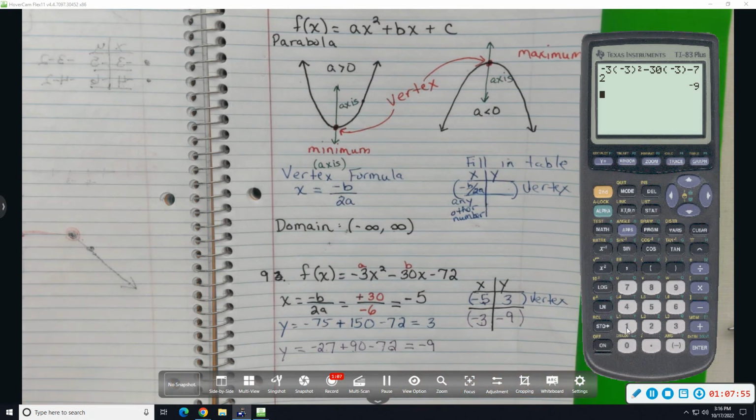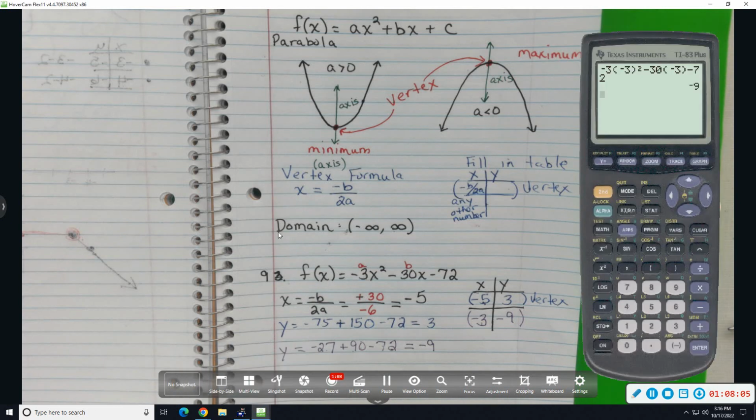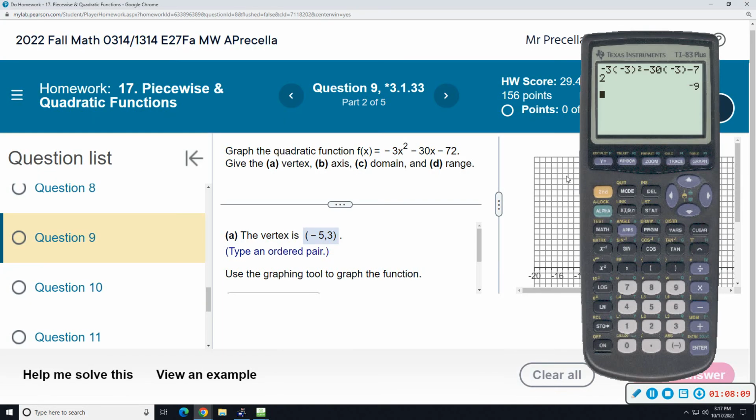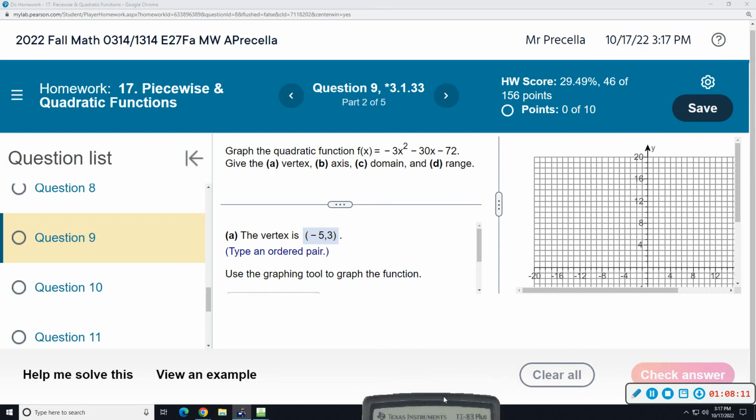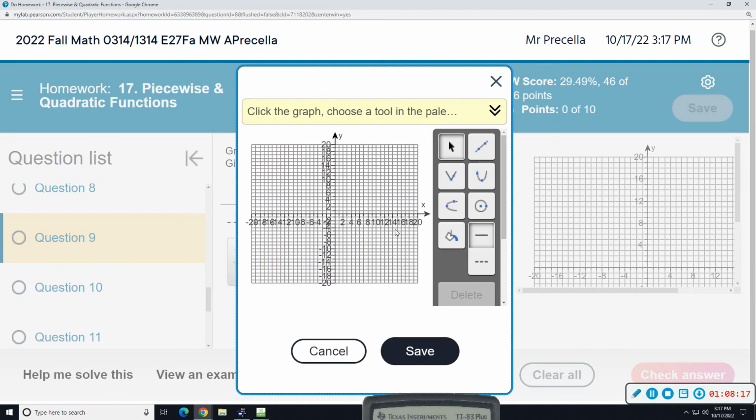Again, theoretically, the easiest number to plug in would be 0. You wouldn't need a calculator for that, but it won't fit on the graph then. That's another reason I wanted to do this problem as the example. So I'm going to come over here, and I'm going to hide that thing there. And let's see, I got to say enlarge the graph. And now, let's choose the graphing tool.